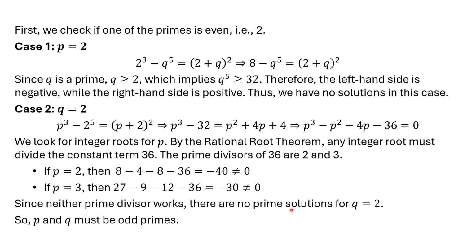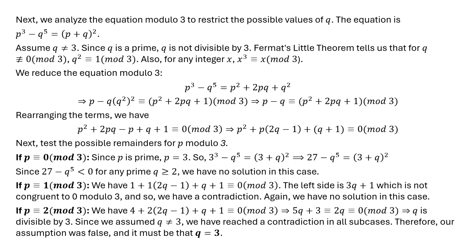So there are no prime solutions for q equals 2. So we've eliminated 2 cases. We cannot have p equals 2 and we cannot have q equals 2. Next, we analyze the equation mod 3 to restrict possible values of q.